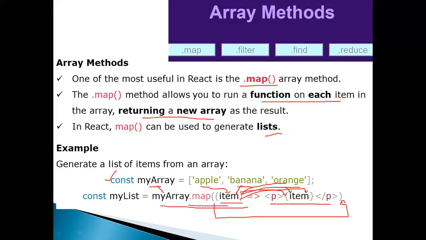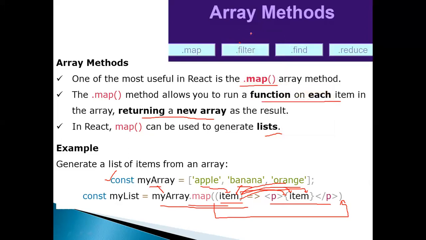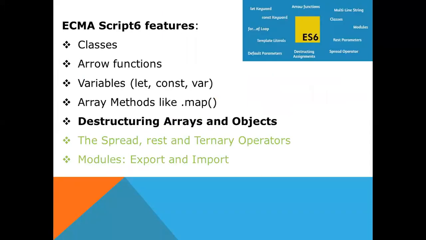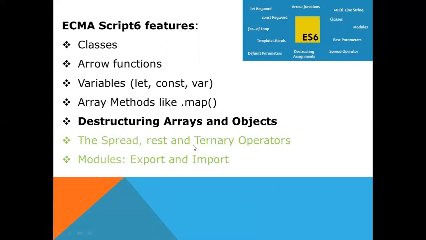We have different array methods like filter. If you see in the above diagram, we have filter, find, reduce, dot map, dot filter, dot find. But as an example, I have considered only dot map here. Coming to the next part, destructuring arrays and objects. What is destructuring? Structure means arranging in a proper order. So whatever is already arranged, we are going to restructure that.